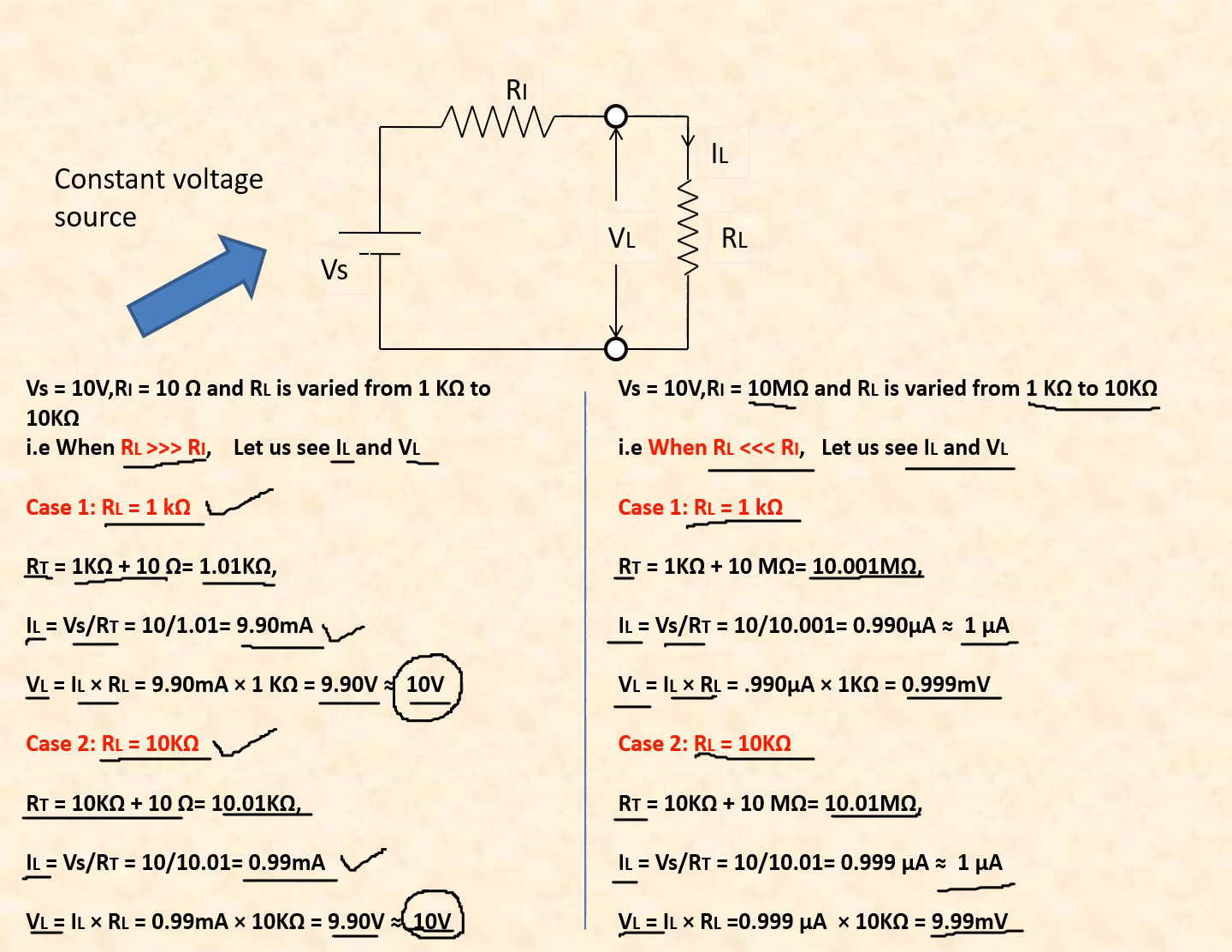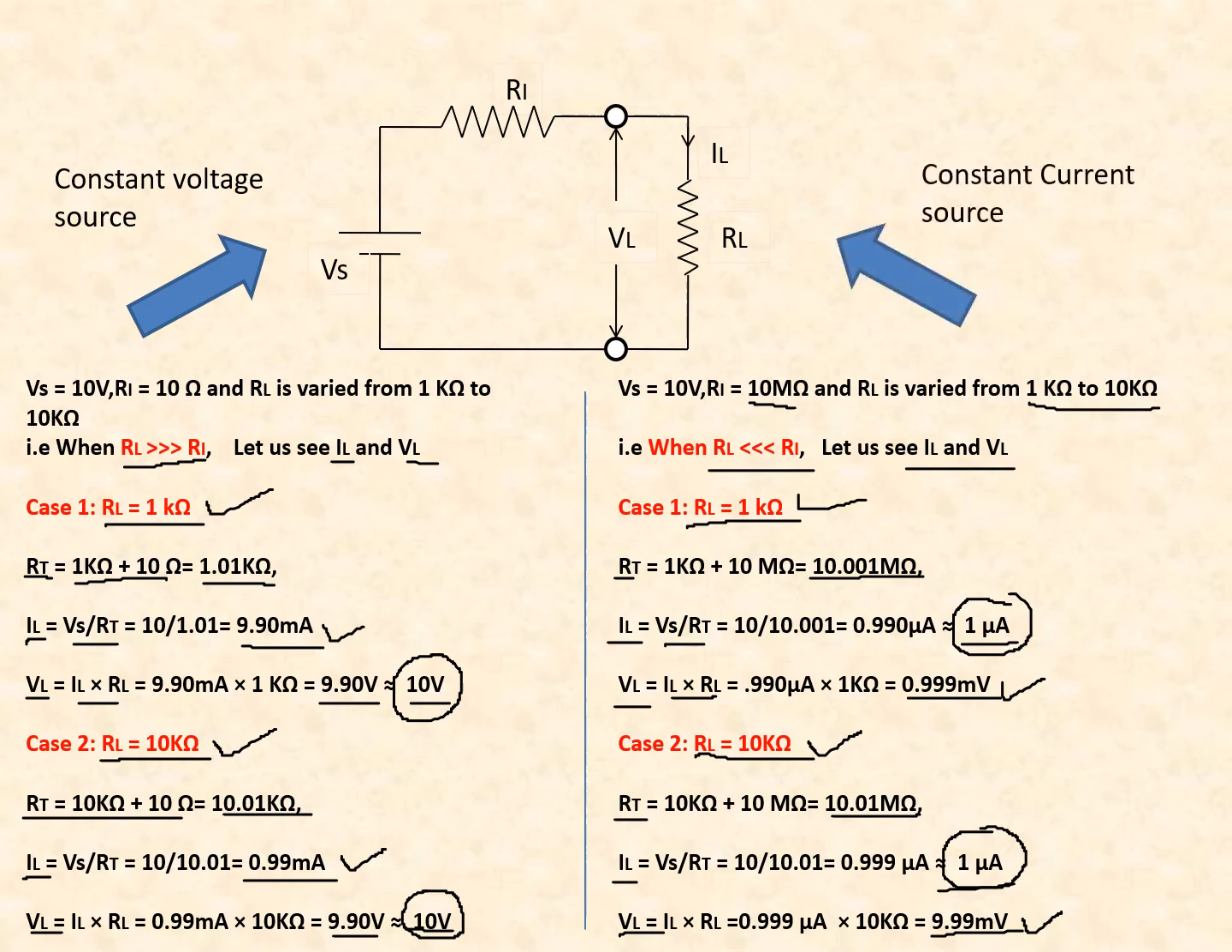Now what we are getting from this example is that when RL is 1 kilo ohm, IL is 1 microampere. When RL is 10 kilo ohms, IL is still 1 microampere. That means current flowing through load is remaining constant. Let us see what happens to load voltage. Initially load voltage is 0.999 millivolt. In second case it is 9.99 millivolt. So load voltage is changing, but load current is remaining constant. So we can say that this source is now acting as a constant current source.